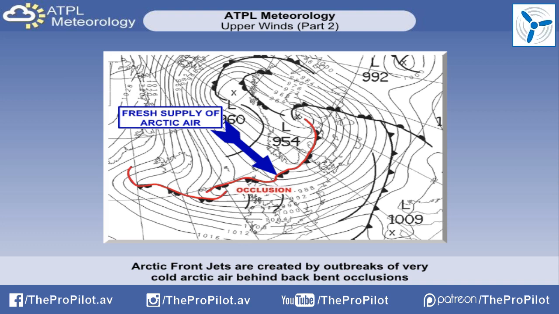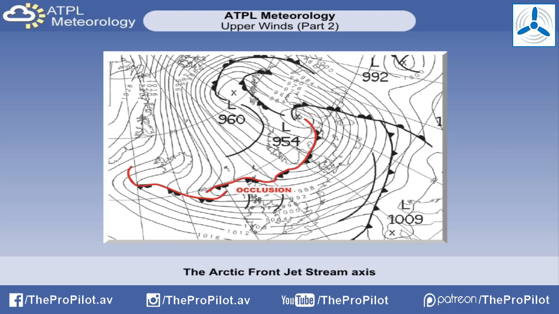This can be referred to as an Arctic front. In other words, a frontal boundary separating very cold Arctic air and warmer polar air. There can be enough of a temperature difference along this front to create a jet stream. This jet stream is called the Arctic front jet. It's only really found in the northern hemisphere, and usually only during the winter months.